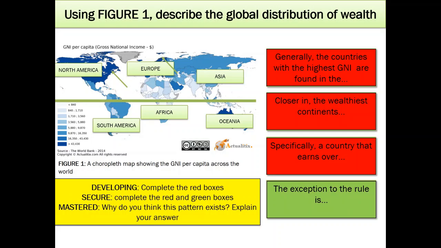For mastered, once you've finished your answer to this question, I want you to answer this following question. Why do you think this pattern of wealth exists? And explain your answer. So I think this pattern exists because. So once you've done that, you need to just take a quick picture of your answer ready to upload to ClassCharts. Can you pause the video now just so you can complete this task?